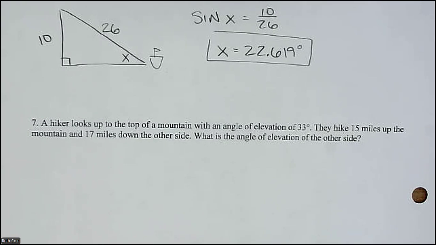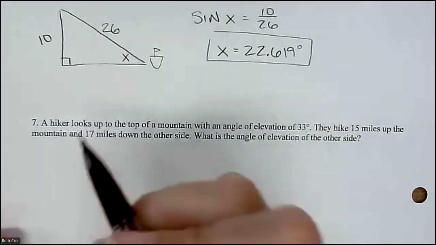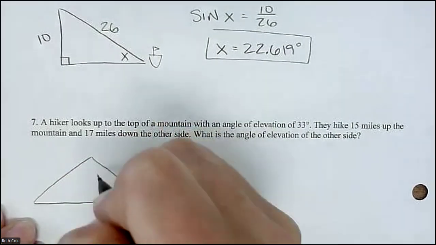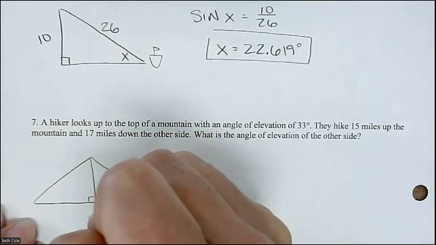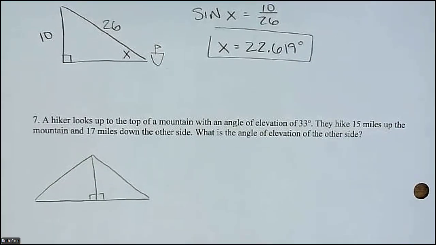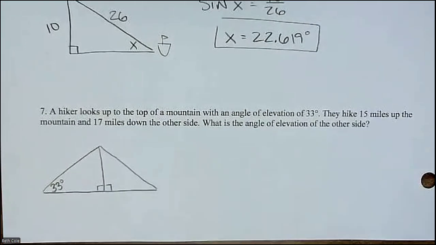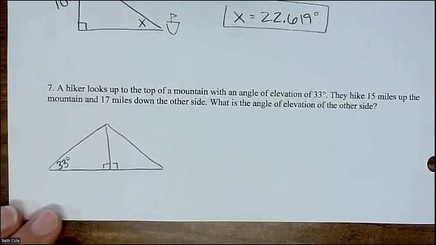Do you see how there's going to be two triangles? Following me there? Okay. So your picture is going to look like this. And there's going to be two right triangles, one on each side. Not to scale at all. Okay. So the 33 is going to go right here. We were actually given an angle in this one. You have to have an angle to get started for this one.